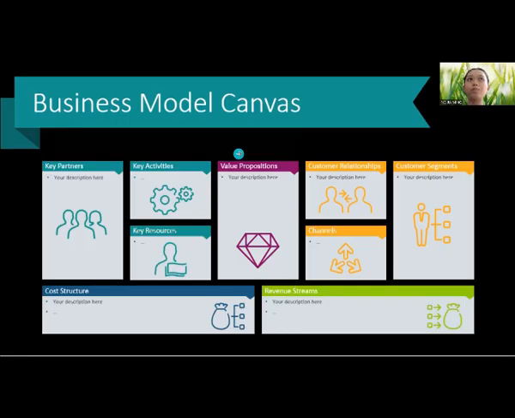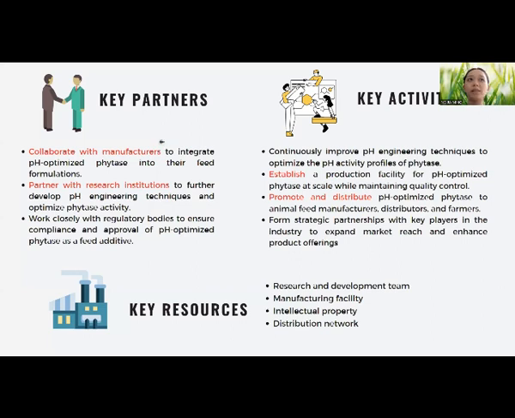This will be our business model canvas, which consists of 9 components. First is key partner. As I mentioned just now, we will focus on manufacturers and also partners. First, we will collaborate with manufacturers to integrate pH optimized phytase into their feed formulation. So our product is not really our end. There are some pros and cons.